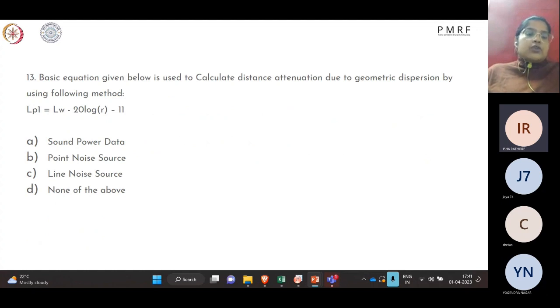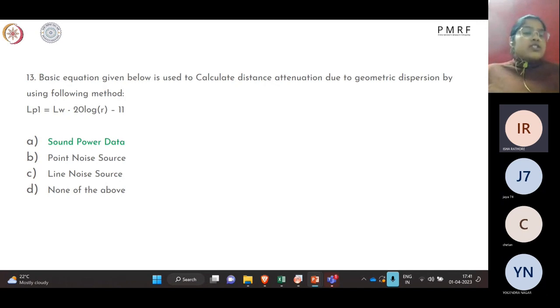So we have the basic equation given to calculate distance attenuation due to geometric dispersion using the following method. Which of the following quantities is calculated based on this equation? So basically, what is LP1? If you remember, we looked at this in the noise calculations assessment. This equation is used for calculating the sound power data. So A was the correct answer.